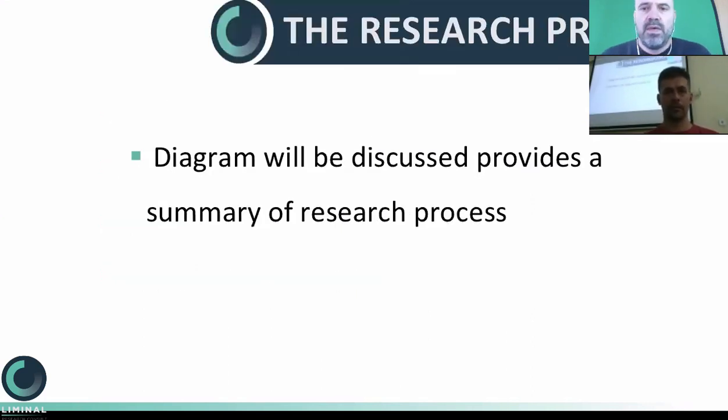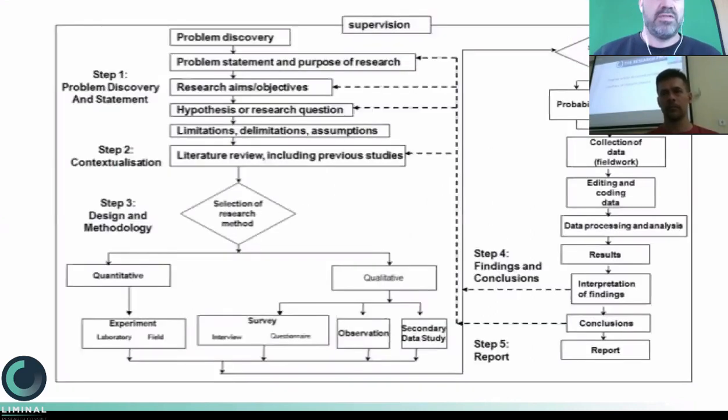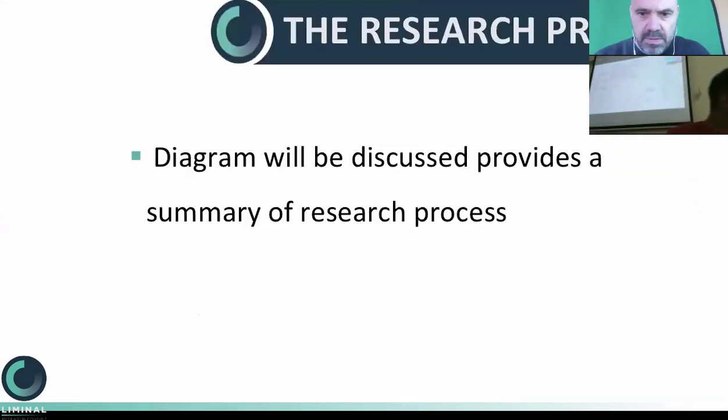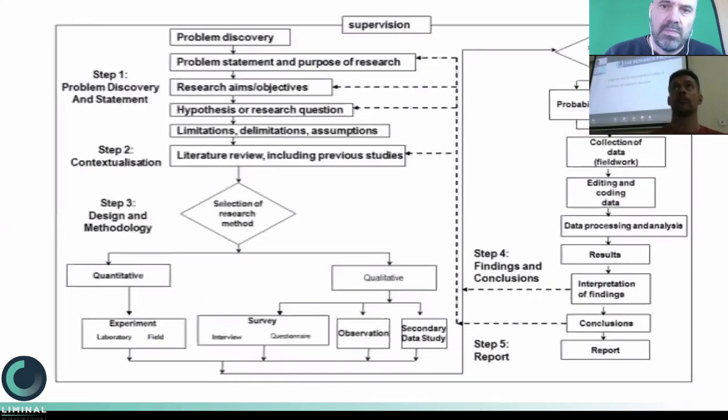We first look at the research process. We'll use a diagram to show the research process, just to get the setup on what we will be talking about. Can you see this diagram, all of you? Yes.